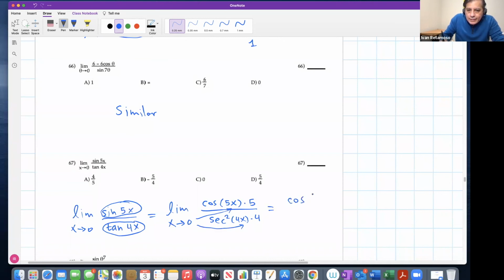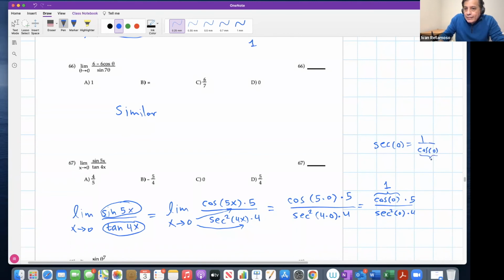So this will be cosine of 5 times 0, so cosine of 0, right? And secant squared of 4 times 0, times 4. Cosine of 0, which we know is 1, times 5 outside. Here, secant squared of 4 times 0. Cosine of 0, we said, is 1, right? Recall that secant of 0 is 1 over cosine of 0. But since cosine of 0 is 1, then secant of 0 is also 1, right?